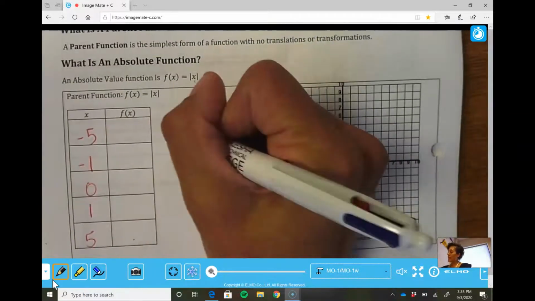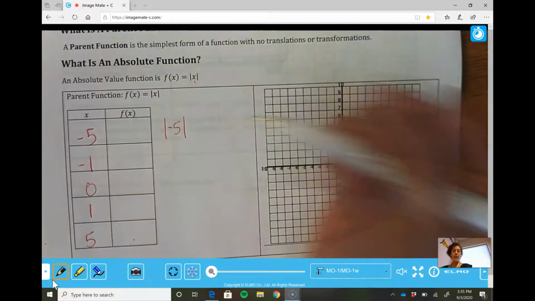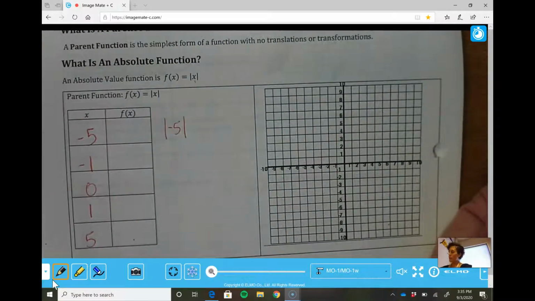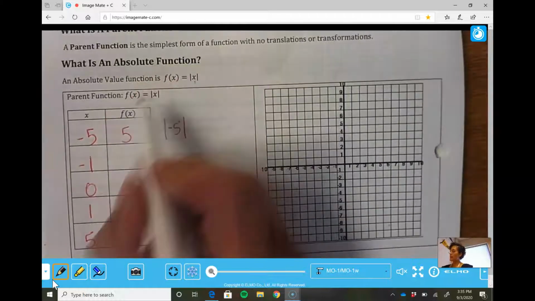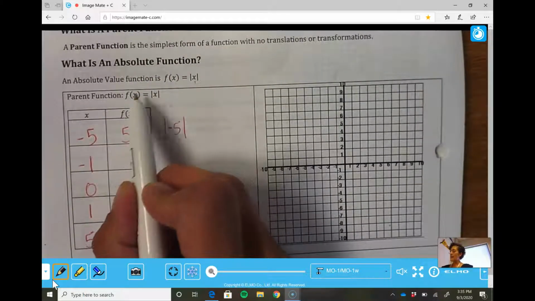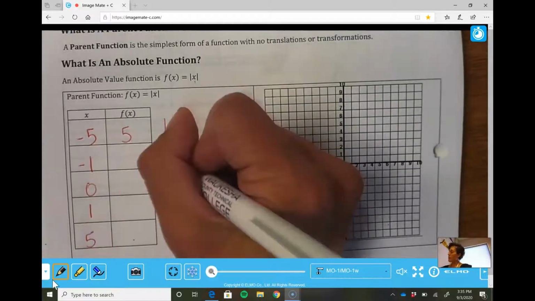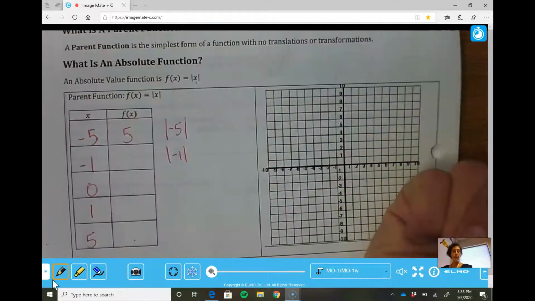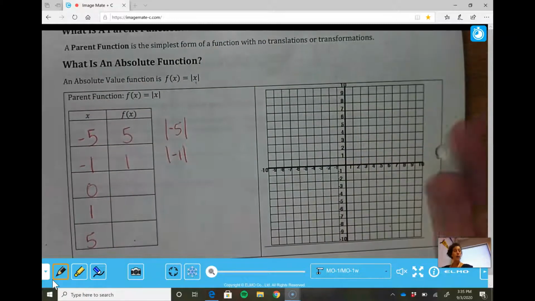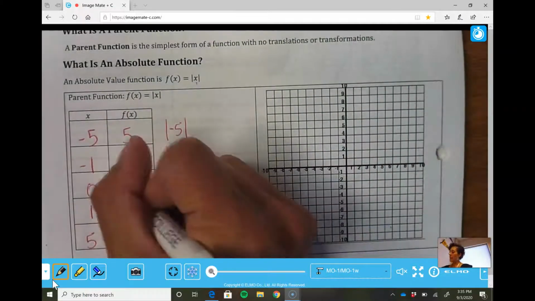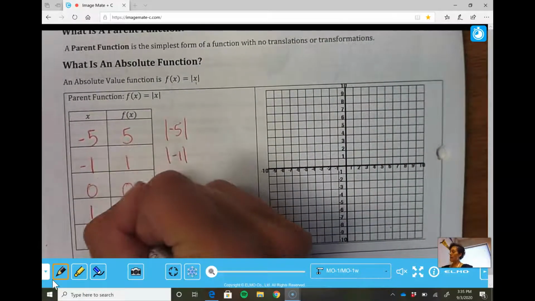So again, if I take the absolute value of negative 5, I'm asking you how far negative 5 is from 0, and it's a distance of 5. So given that x is negative 5, f of x or y is 5. Or given that x is negative 1, when you take the absolute value of negative 1, then y or f of x is 1. The absolute value of 0 is 0, 1 is 1, and 5 is 5.